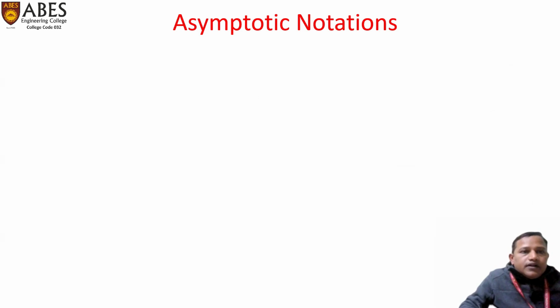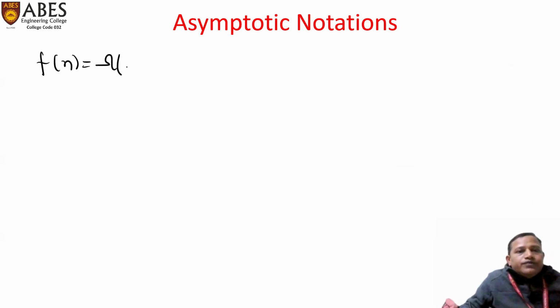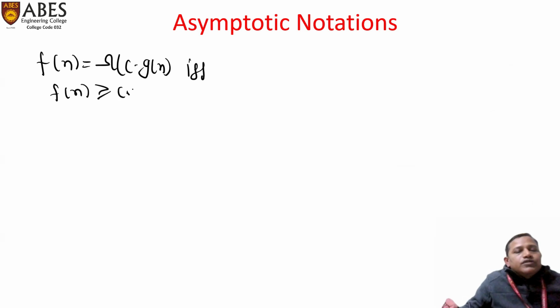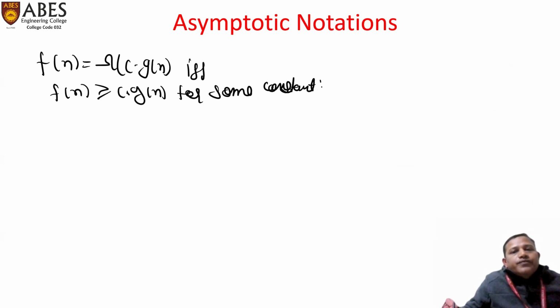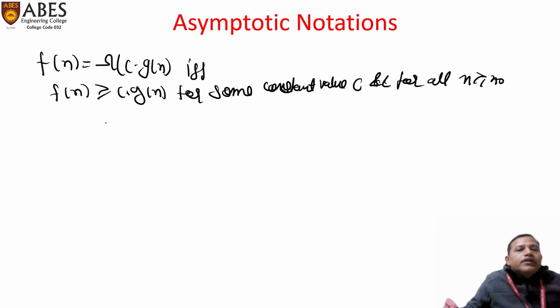f(n) is equal to Omega of g(n) if and only if f(n) is greater than or equal to c into g(n) for some constant value c, and for all n greater than n0.